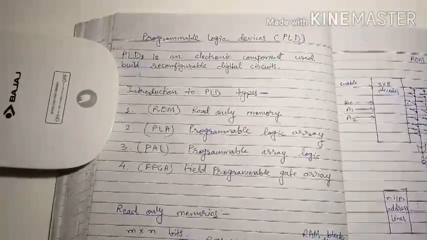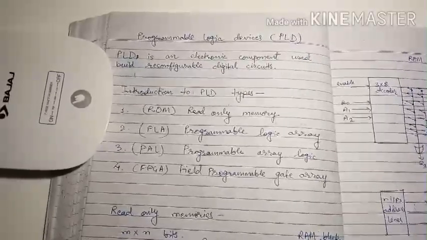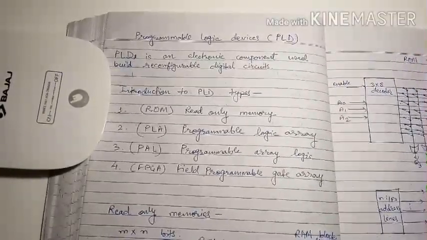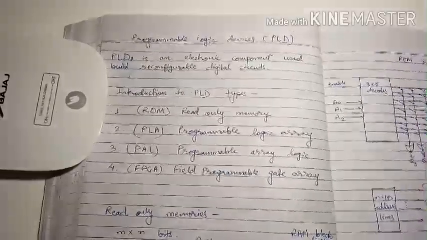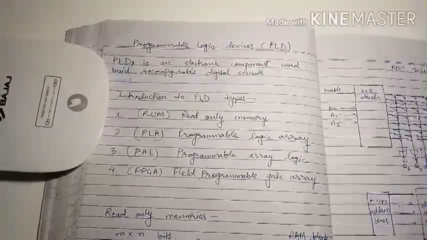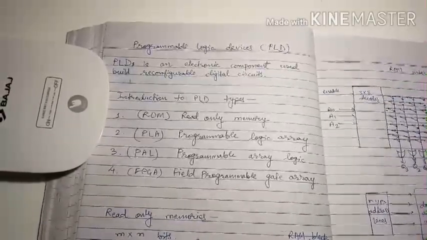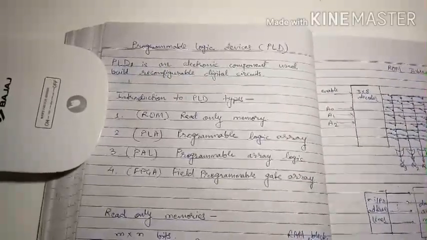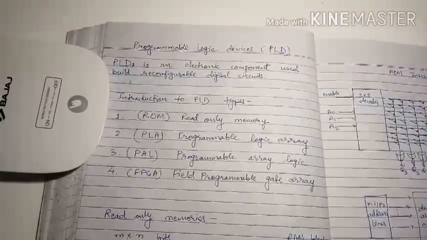Dear students, today we are going to discuss the memories used in digital circuits. So, programmable logic devices (PLDs) are electronic components used to build reconfigurable digital circuits. Unlike a logic gate, which has a fixed function, a programmable logic device has an undefined function at the time of manufacture. Before the PLD can be used in a circuit, it must be programmed. It should be configured.